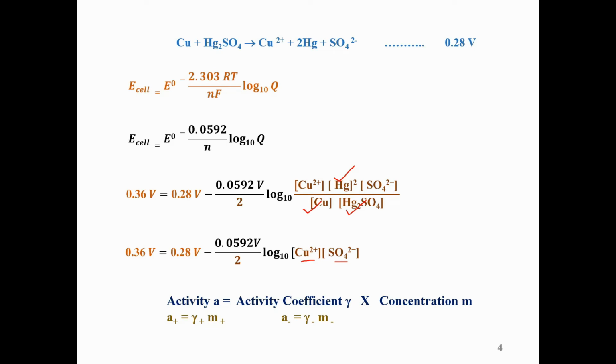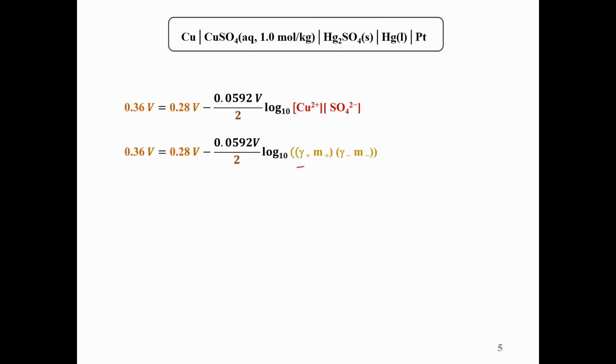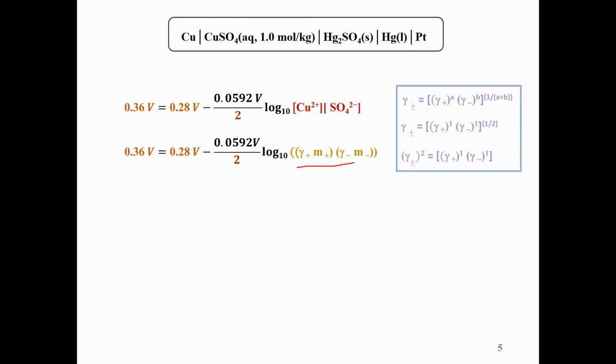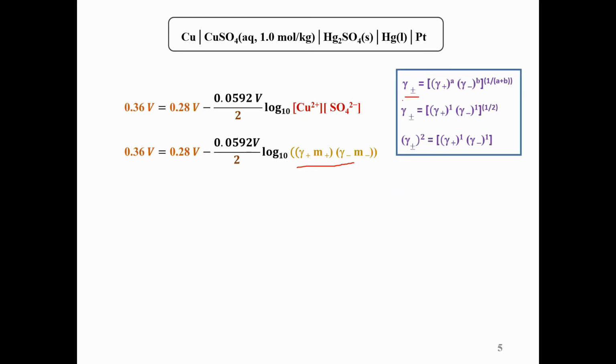So activity equals gamma into m. The positive sign indicates the cationic part, and the negative sign indicates the anionic part. Now let's substitute gamma and m values in terms of activity and this comes like this. At this stage, we can connect this to the mean activity coefficient, which is gamma plus or minus. That is the product of gamma plus raised to a into gamma minus raised to b, all raised to 1 by a plus b, where a and b represent the number of moles of each ion.